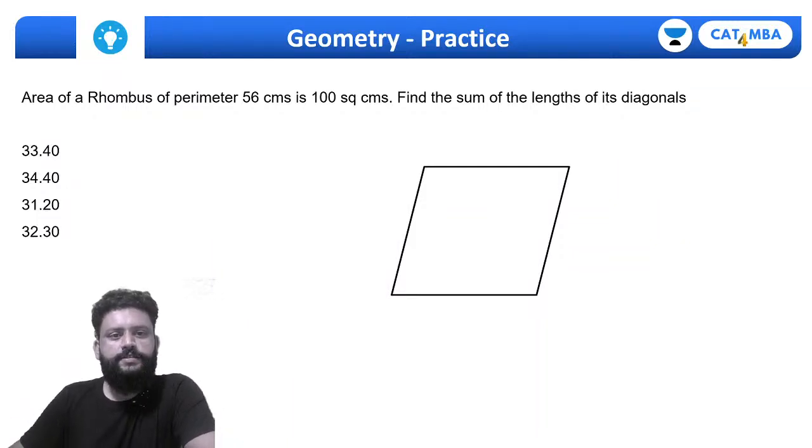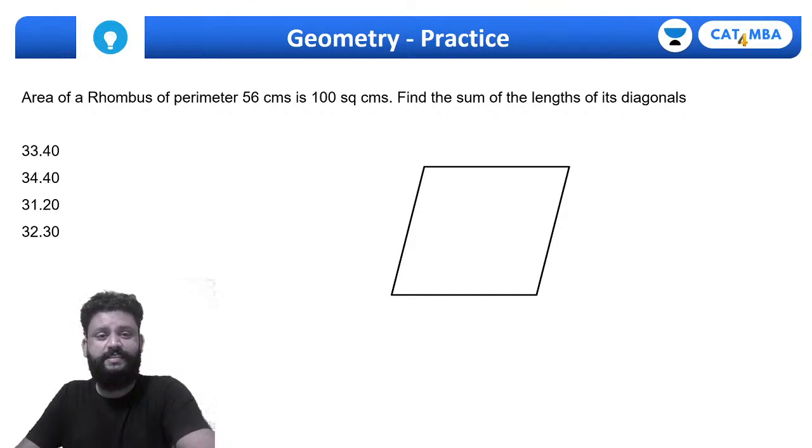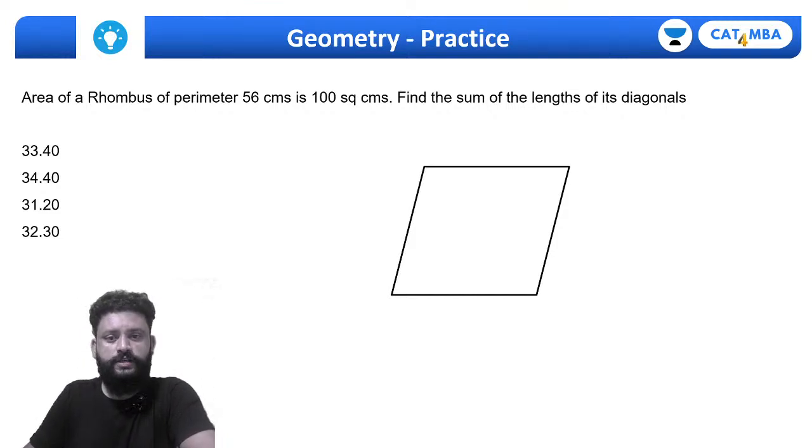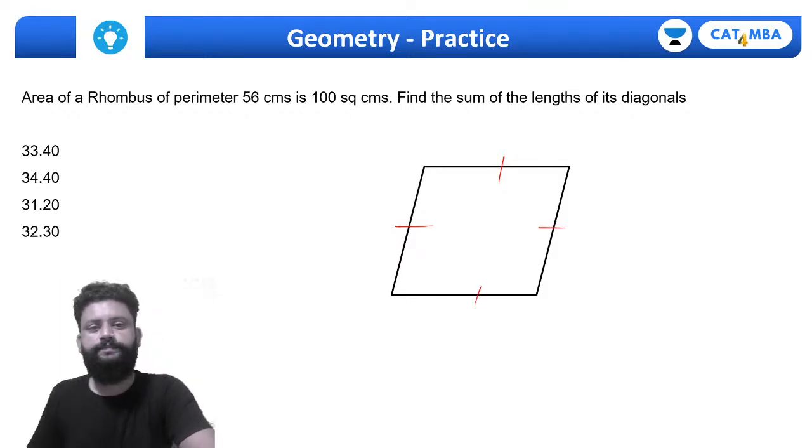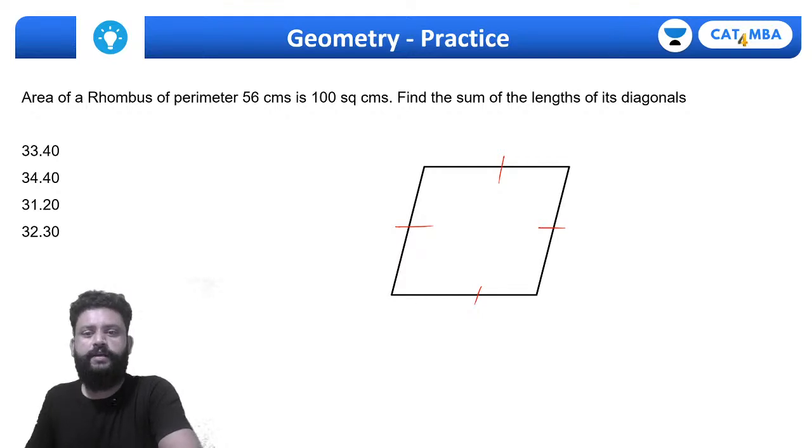The area of a rhombus of perimeter 56 is... If the perimeter is 56, then 56 divided by 4, since it is a rhombus, of course all sides will be the same. Let's quickly try it. By the time I explain the question, it should not take more than a minute. Think about it.